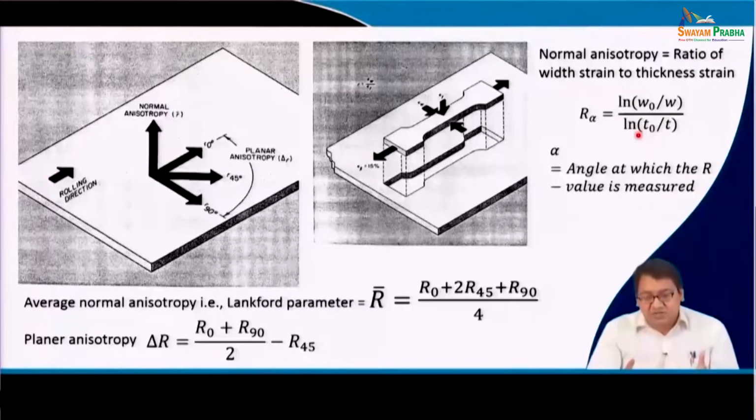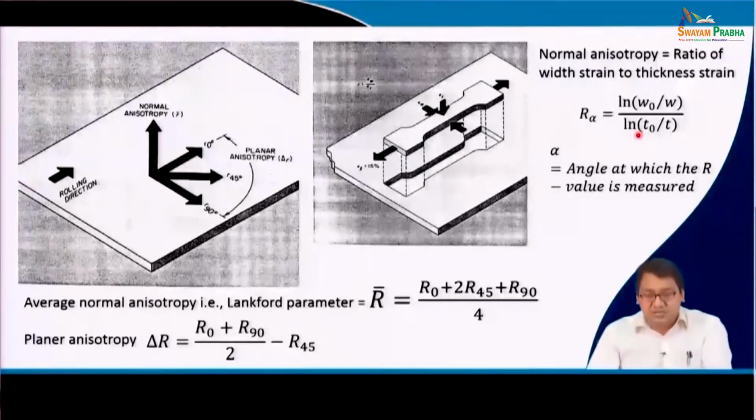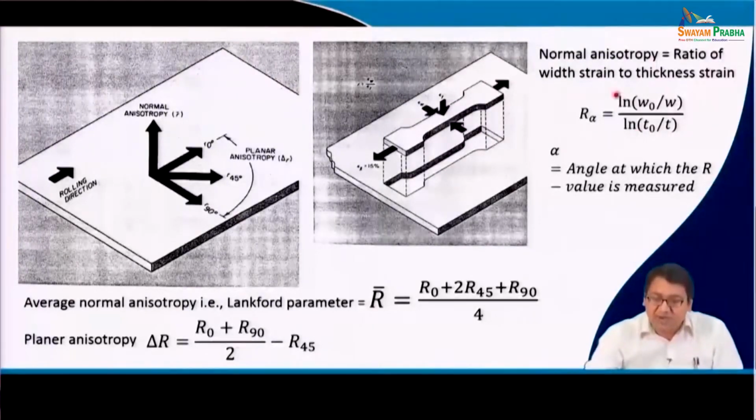Because the volume is constant, sometimes the initial and final thickness are not measured directly, but from the constant volume, the change in the length and the width is used to calculate the change in the thickness, and therefore R alpha is calculated for the angle alpha.